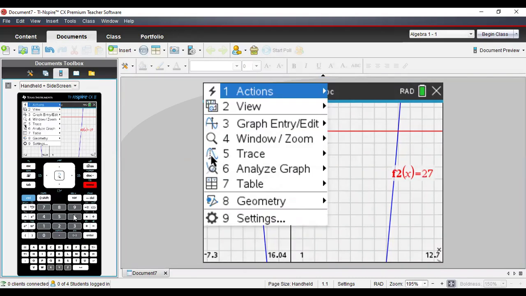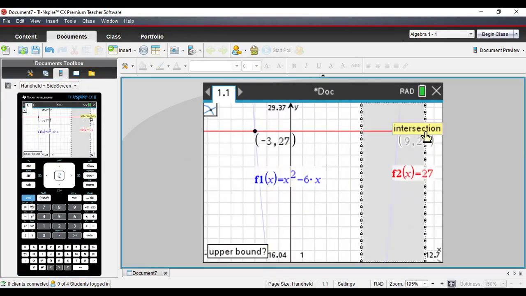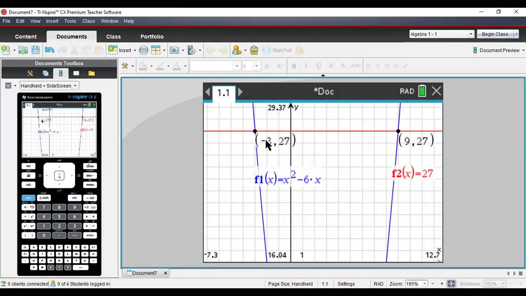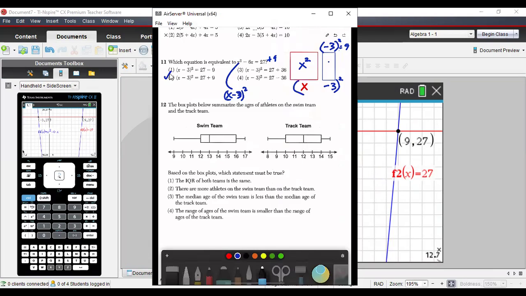Menu 6 4 again. Going to come over here. So those are my intersections. So I'm looking for -3 or 9. Now, if I look at the answer choices, I'm going to look at this first one and graph it and see what the intersections are. It shouldn't be any matches. And then I'm going to go to the second one. Since we know that's the answer, we should see both of those intersections.